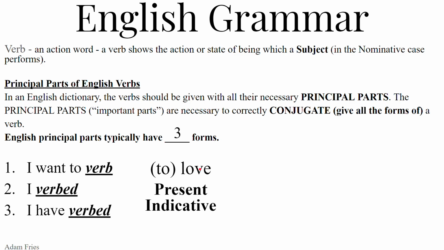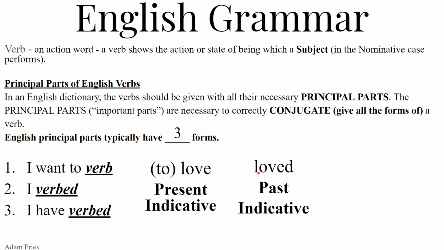The second principal part of the verb love, that's the past tense. So ask yourself, I verbed, past tense. I did the verb in the past tense, I loved. We call this the past indicative. The verb happened in the past. If a verb has an ed, we call that a weak verb.